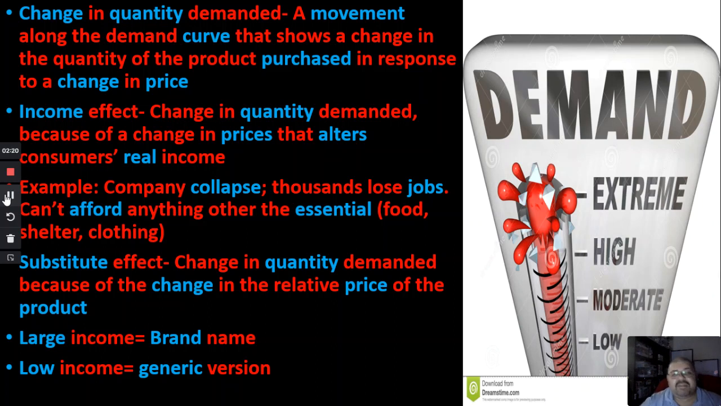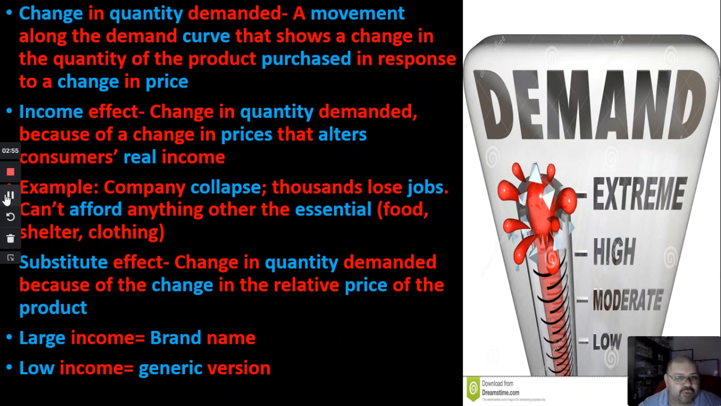Now, the income effect. This is interesting because you really get to see this when you get older and you have your own job and are living on your own. It's a change in quantity demanded because of a change in price that alters consumers' real income. So this goes both ways, good and bad. Let's look at the bad first. Let's say a company collapses, thousands of people lose their jobs. People can't afford to buy anything else besides the essential stuff.